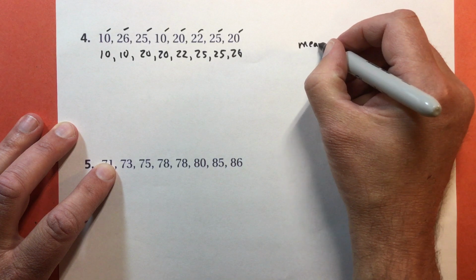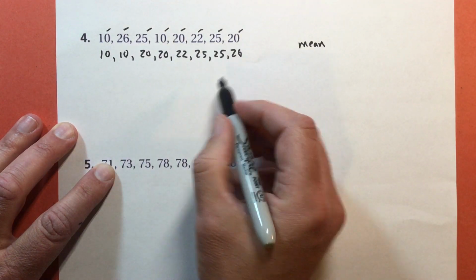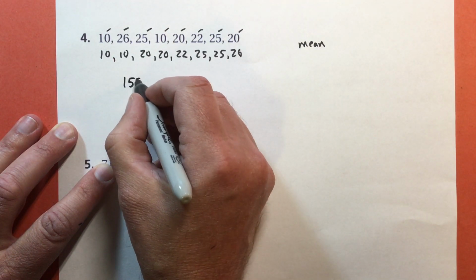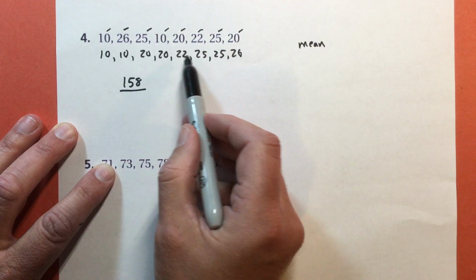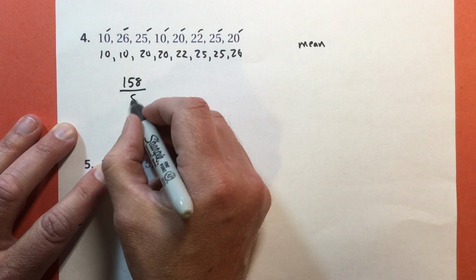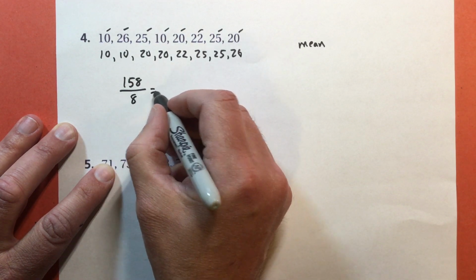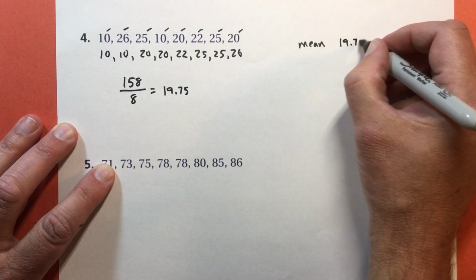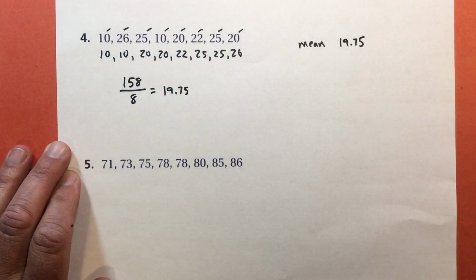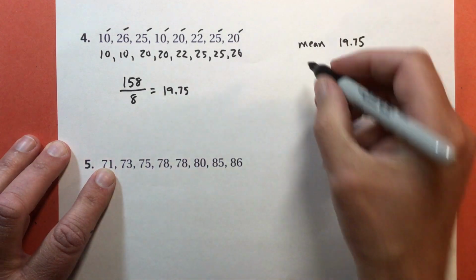Okay, the mean. Add all these numbers up together and you're going to get 158. How many numbers do I have? I got 1, 2, 3, 4, 5, 6, 7, 8. I'm going to take 158 divided by 8, and that's going to give me 19.75. So my mean is 19.75. Again, for the arithmetic, the adding and the dividing, that's even before pre-algebra. So if you need help with that, please ask. But again, we're using the skills that hopefully you learned in elementary school.